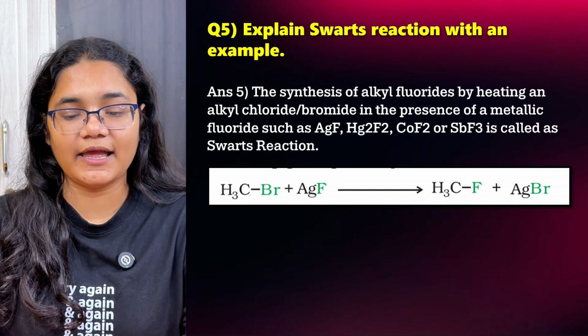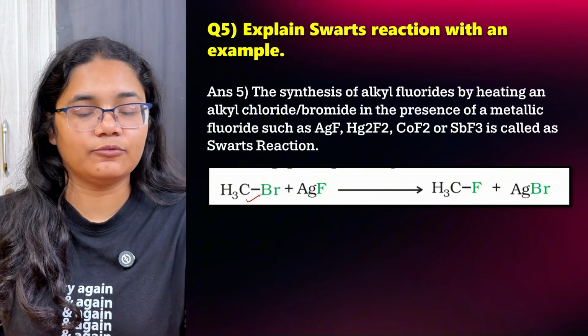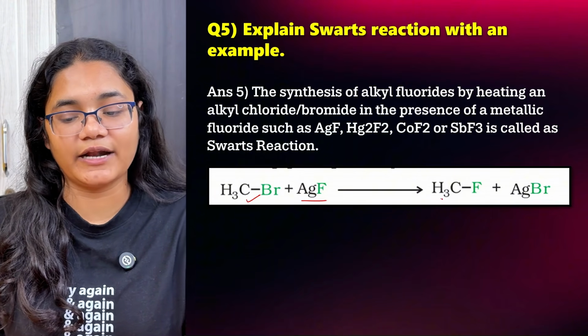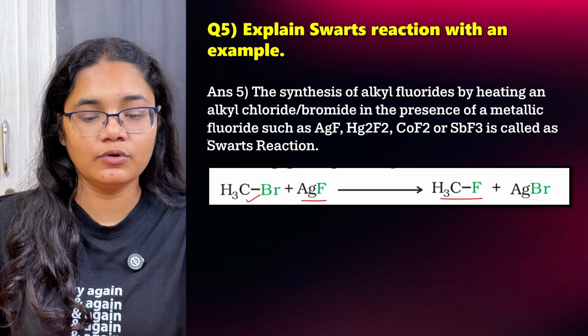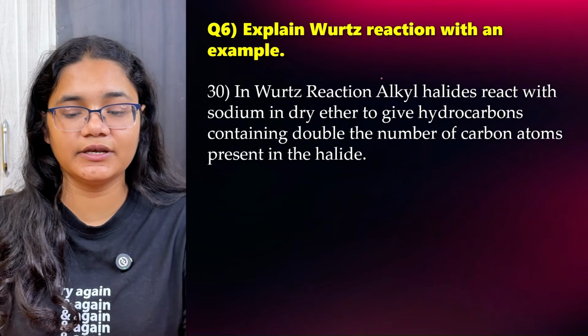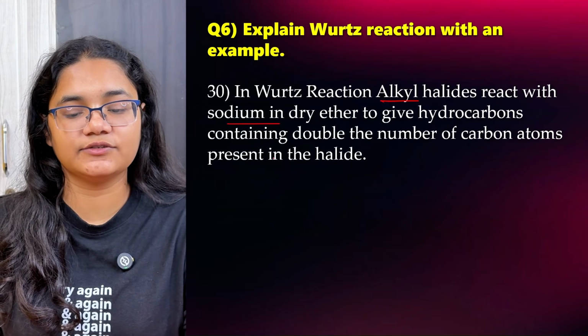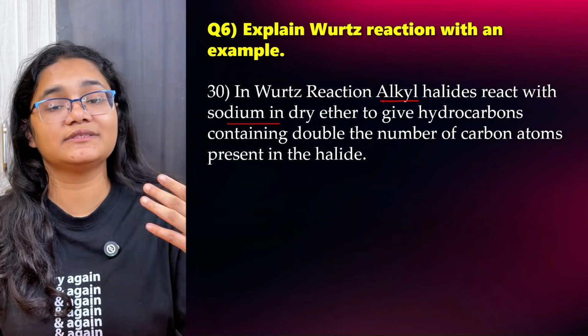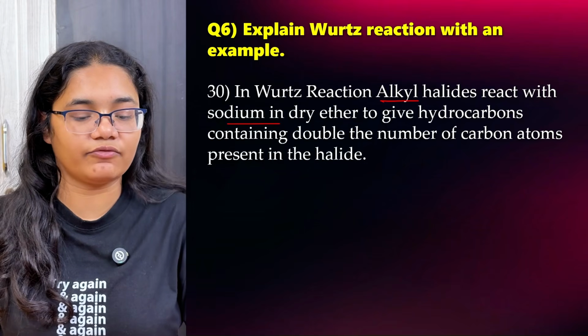Next, we have Swarts reaction. So here alkyl bromides or chlorides react with metallic fluorides to give you fluoroalkane. So you have to learn this statement and this example. Next, Wurtz reaction. Here alkyl halides react in presence of sodium and dry ether to give you compounds having carbon double the number of the initial compound.